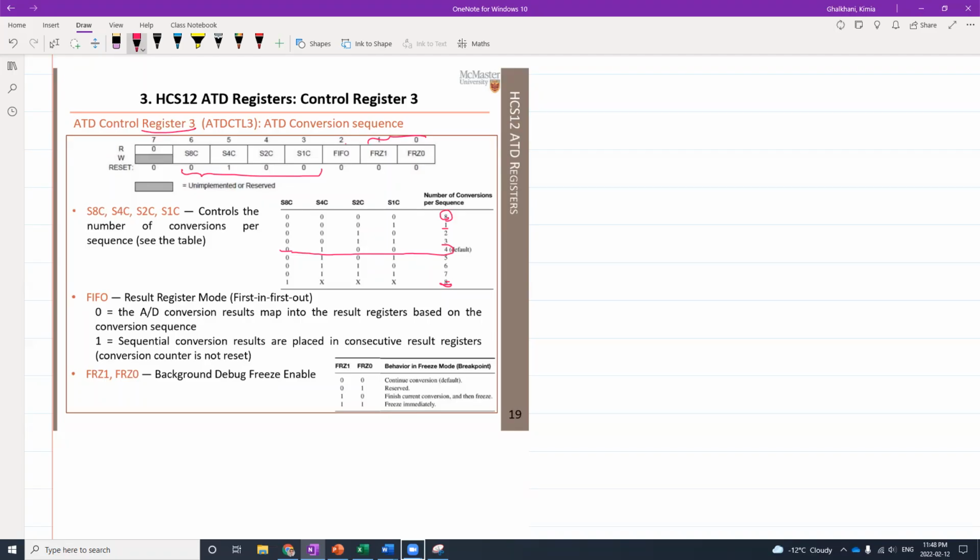And also, for example, if you have 0, 0, look at here, it will continue the conversion. If you have 1, 1, in this case it is going to continue the conversion. But if this is 1, 1, it is going to freeze the conversion immediately, or stop the conversion immediately. So if you have 1, 0, what it is going to do is finish the current conversion, and then it will stop or freeze it. And also the case that it is 0, 1, it is going to reverse the conversion. So this is how these bits are working for you.